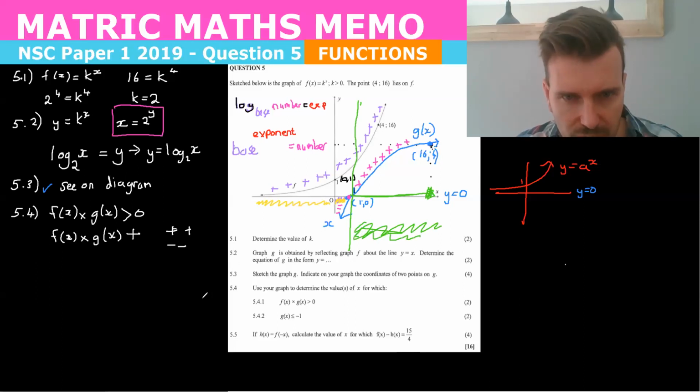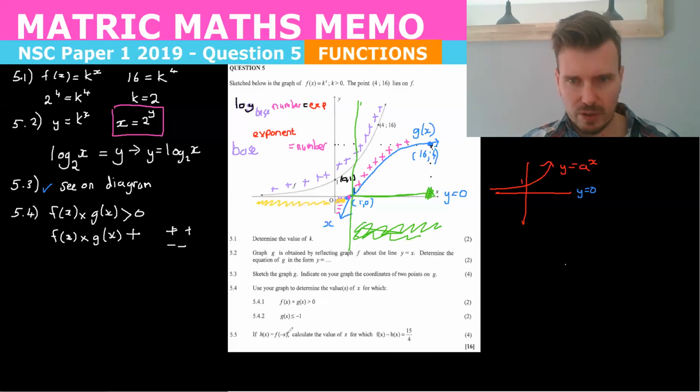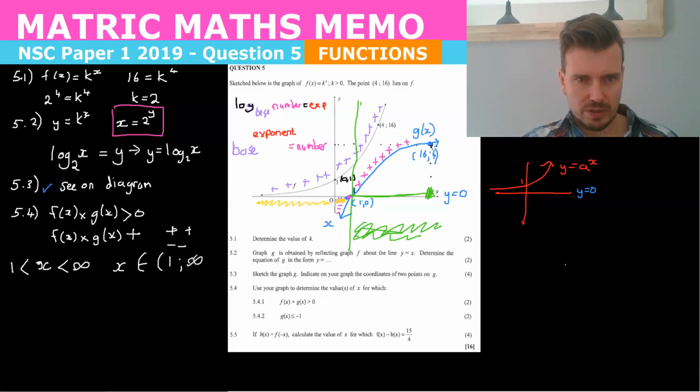From here onwards, we see that they're both positive. They want the values of x for where that's true. So x is greater than 1, but less than infinity. Another way of saying it is x is an element of (1, infinity), and you can write that either way. If it had been greater than or equal to, you would have had a greater than or equal to sign here, and this would have been a square bracket.